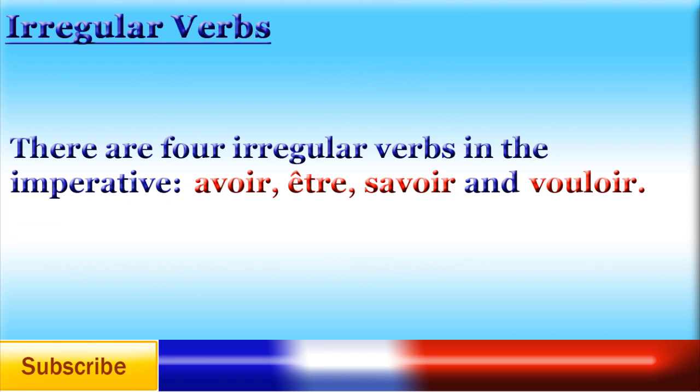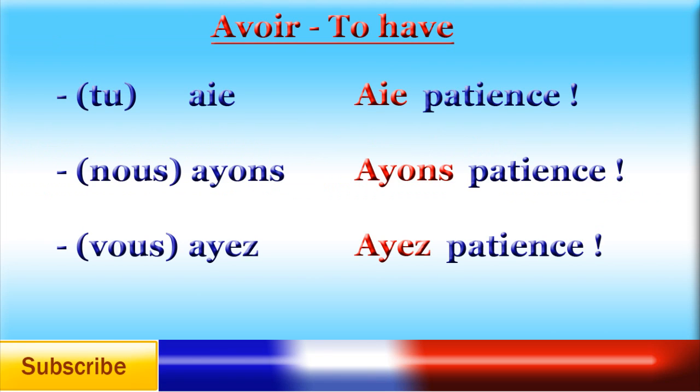There are 4 irregular verbs in the imperative: avoir, être, savoir, and vouloir. Here's the verb avoir, to have, in the imperative. Aie, as in aie patience, have some patience. Ayons, as in ayons patience, let's have some patience. Ayez, as in ayez patience, have some patience. Aie, ayons, ayez.